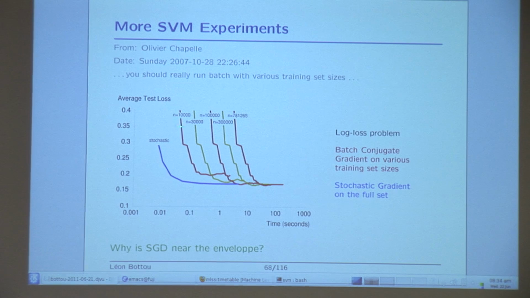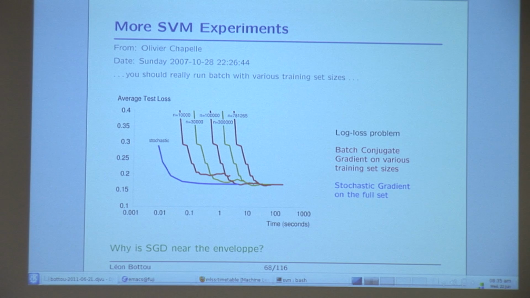So I tried with various numbers of examples, and you see the kind of curves that I showed symbolically on the first graph. So that when the number of examples increases, you start slower, but you go lower. And what you see is that if you use 100,000 examples instead of all 800,000, you pretty much get there in sort of 10 seconds. Now, the thing that's nice is that the stochastic gradient is closer to the envelope of this thing. And there's a good question, which is why? We'll come back to that later.